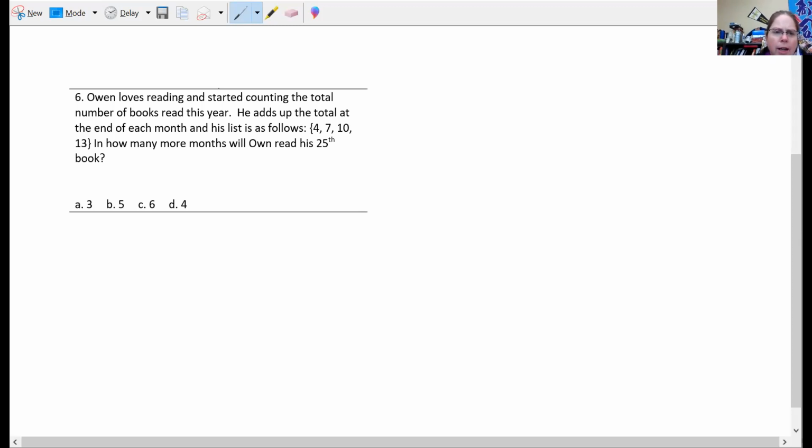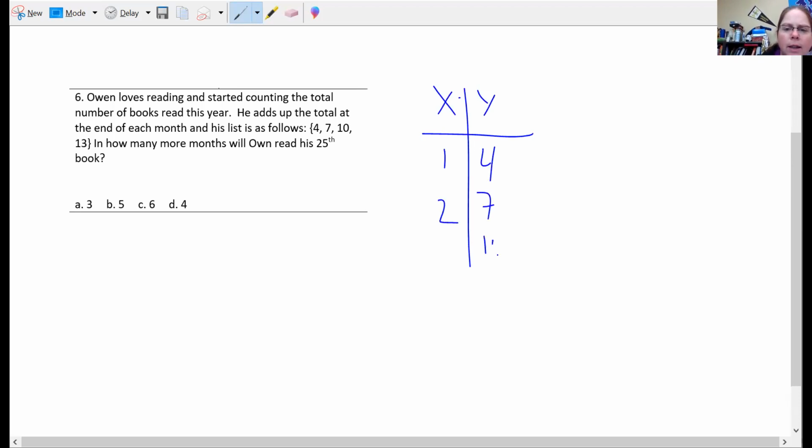Owen loves reading and started counting the total number of books read this year. He adds up the total at the end of each month, and his list is as follows: 4 at the end of the first month, 7 at the end of the second, 10 at the end of the third, 13 at the end of the fourth. And we want to know how long before he gets his 25th.